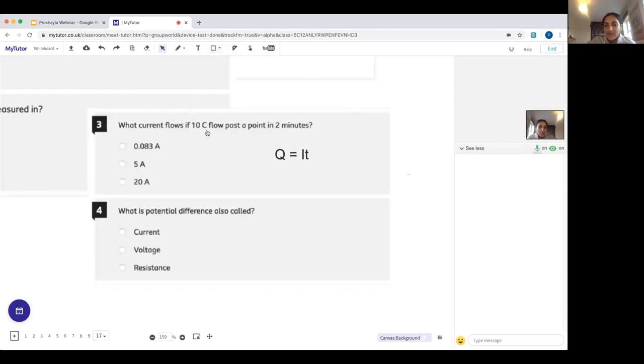The way that we got that is by doing the charge, 10, divided by the time, 2 minutes, remembering to change our minutes into seconds. So 2 minutes in seconds is 120 seconds. So we have 10 divided by 120 is 0.083. So well done if you got A. And then yes, potential difference is also called voltage.